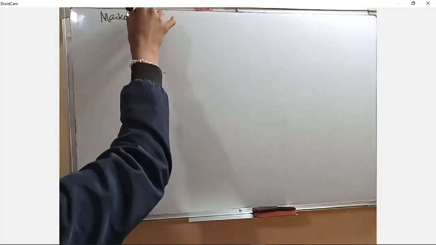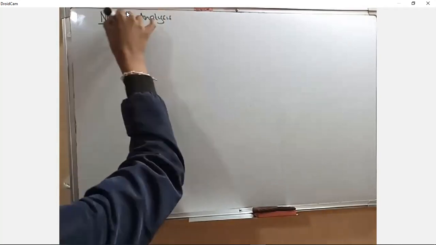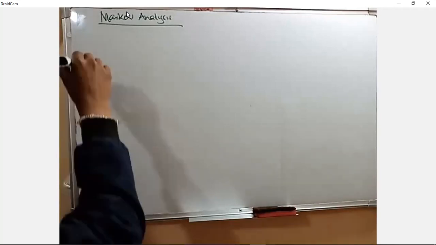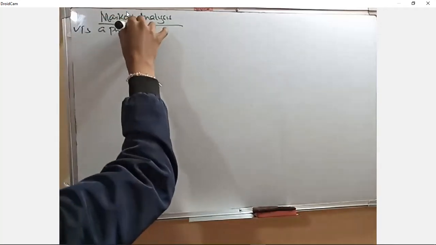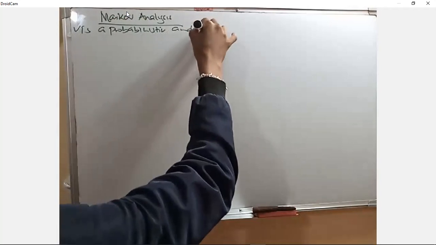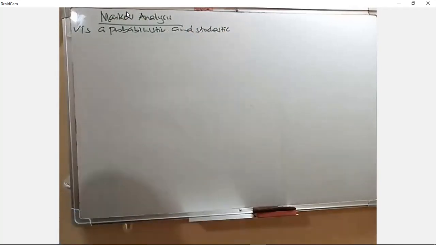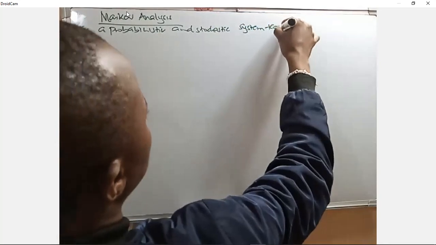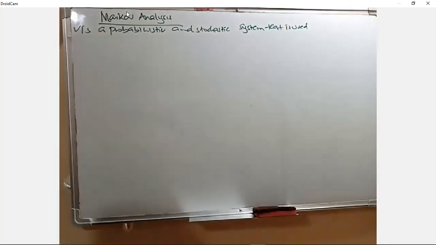Now, when I look at the Markov analysis, it is a new term which sometimes we might not find familiar in our curriculum, but the Markov is just a probabilistic and stochastic system that is used to predict the future state.